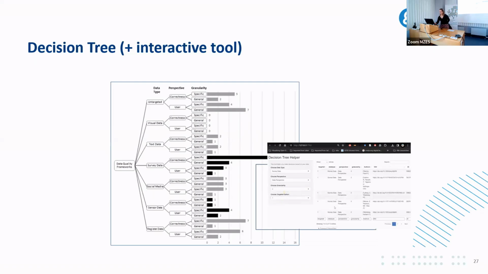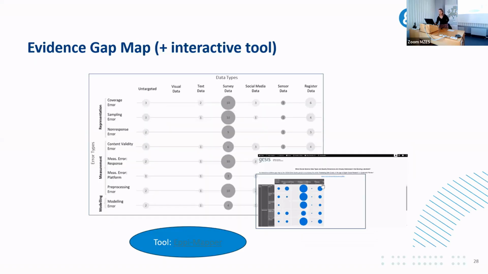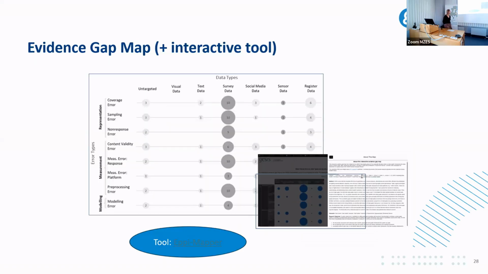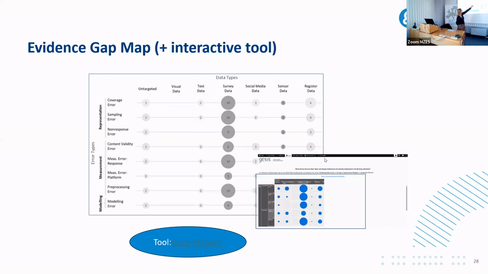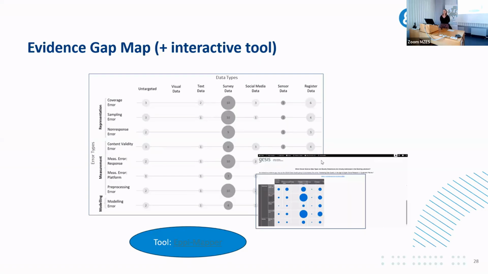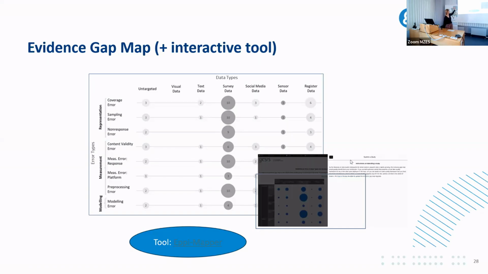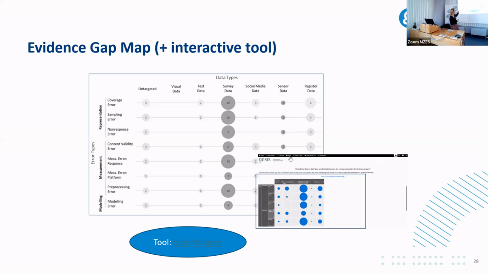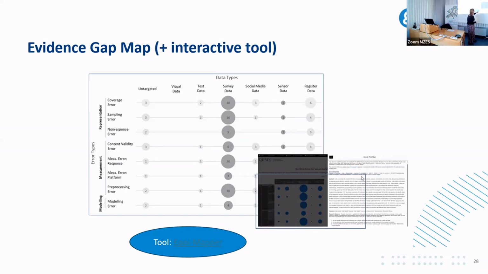Yes, and the second part, what we programmed from this was this evidence gap map. And here again, we mapped all the different data types we identified in these frameworks against the error types. So from the TSE framework and other frameworks, we identified some error types, so where are data quality problems in general, right? And then we found the dimensional representation, measurement, and also modeling errors. And then we saw which of these frameworks addressed different error types. And then you can have it interactively and click on the bubbles.